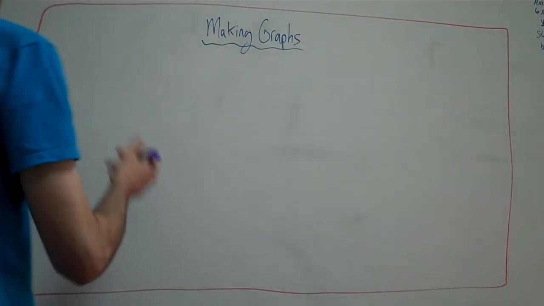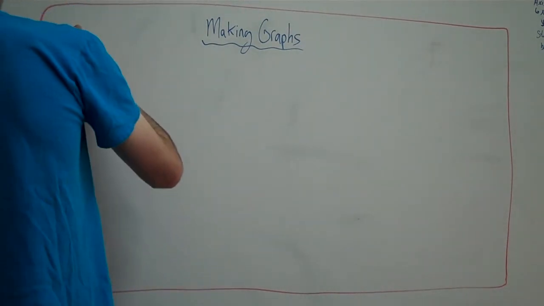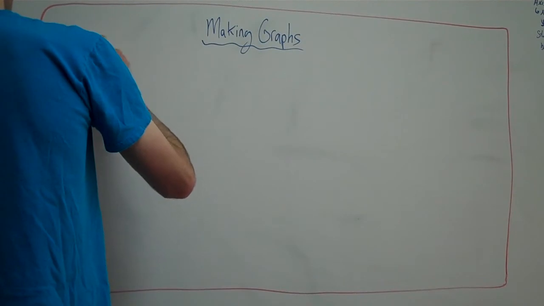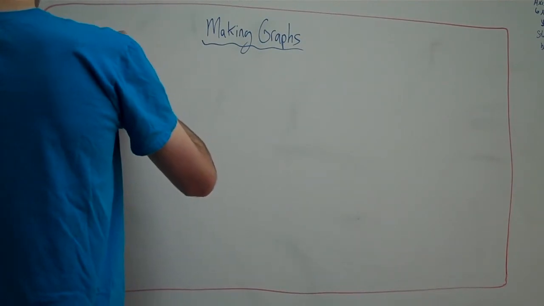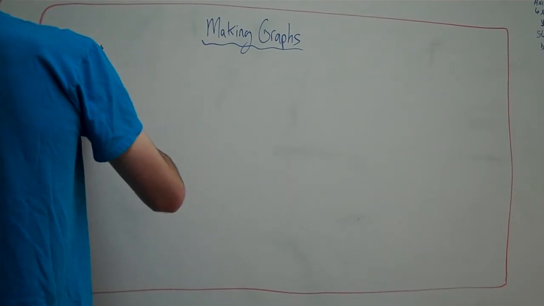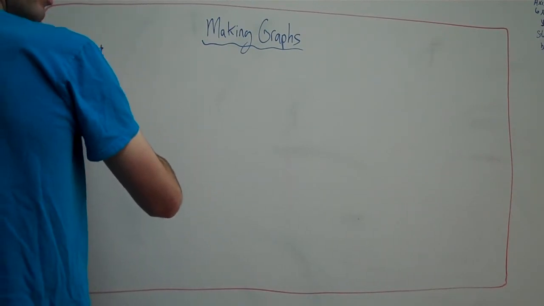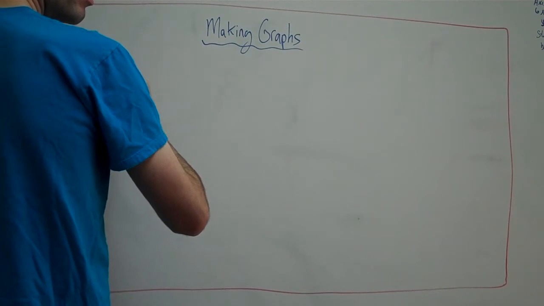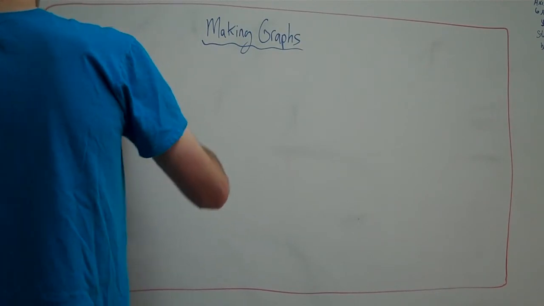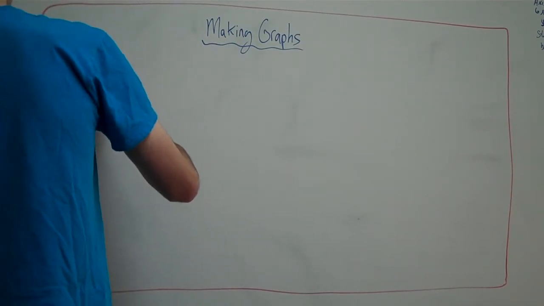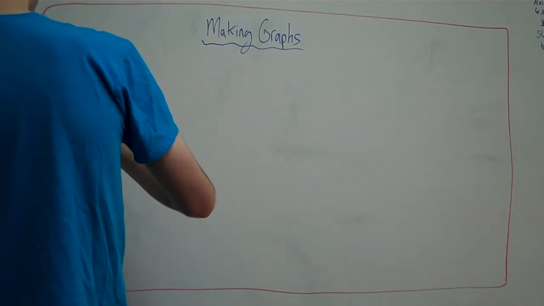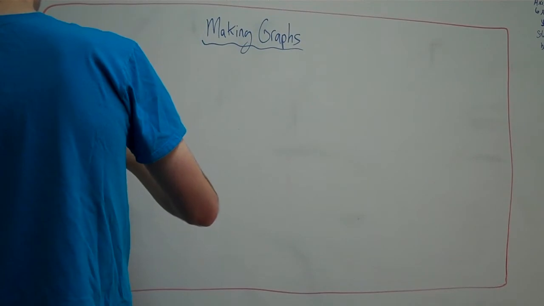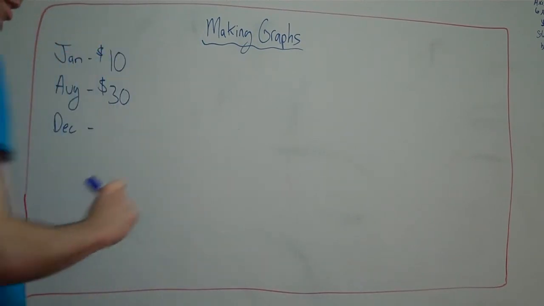Let's say that in January, or Jan, how much money did you make? Choose an amount of money. $10. What about in August? How much money did you make? $30. What about in December? How much money did you make in December? $60. Excellent choice.